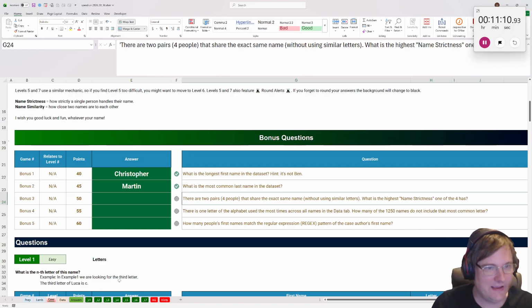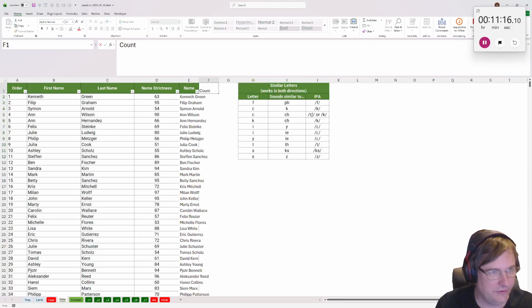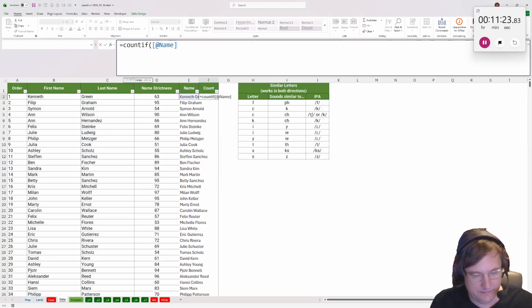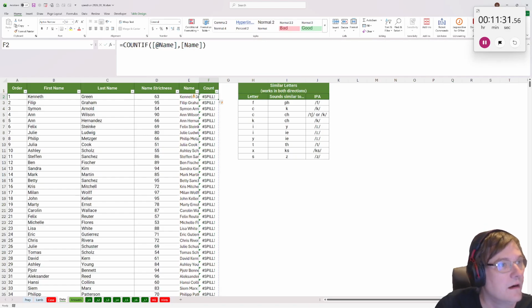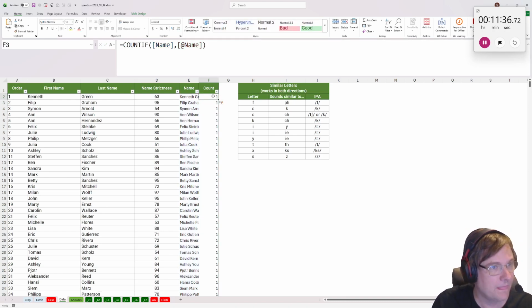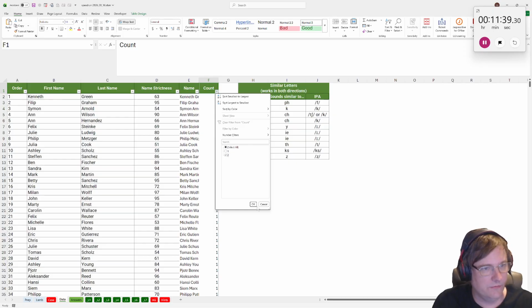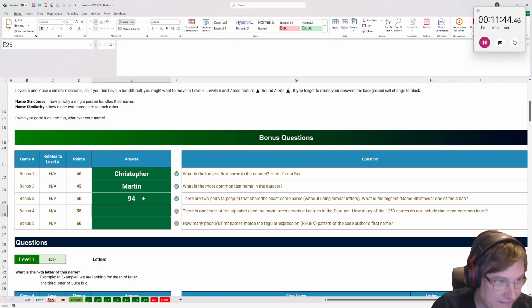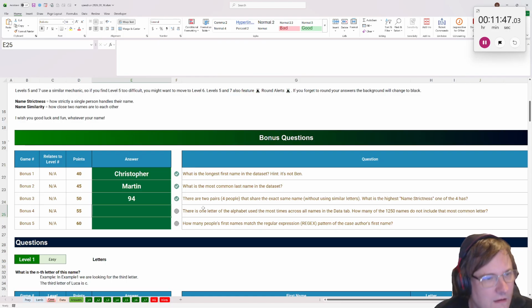People who have the exact same name, right? So let's just do COUNTIF, the name matches the name, right? But not one of them without the thing there. Other way around. And then look at the ones that are doubled. There are indeed 4 of them. Biggest strictness is 94. That's the only place we're using strictness, apparently.